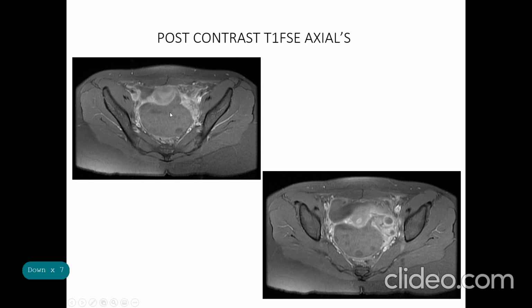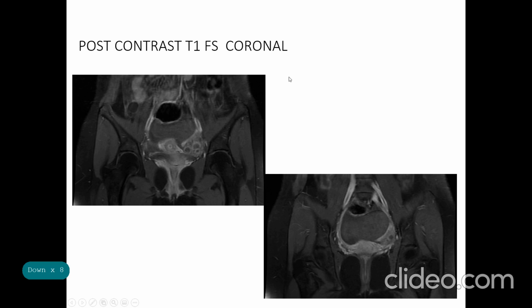On post-contrast axial T1 FS images, this is the normal uterus, this is the normal enhancing left ovary, and you can see the hypoenhancing right ovary, with lack of parenchymal enhancement in the right ovary. And this is the twisted pedicle. This is the twisted pedicle. On post-contrast T1 FS coronal weighted images, this is the normal enhancing left ovary. This is the uterus. This is the lack of parenchymal enhancement in the enlarged right ovary.